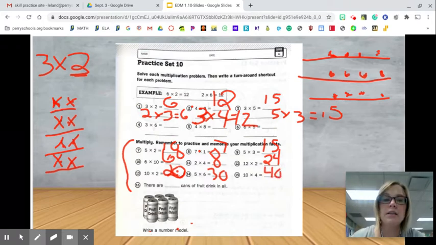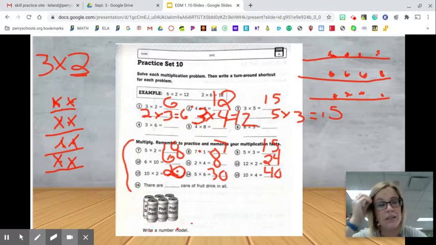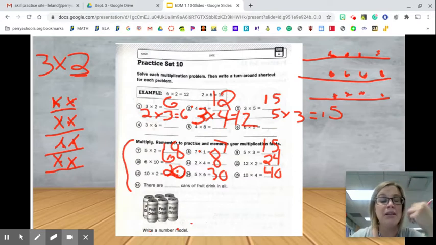So this is just looking at those facts that are easy to count by. You guys know how to count by 2s. You know how to count by 5s. You know how to count by 10s. You also know how to count by 1s and should be able to do your 1s. We are going to learn our facts pretty quickly at this rate.